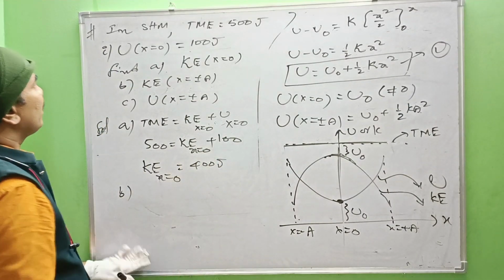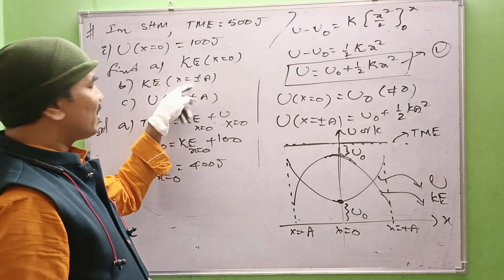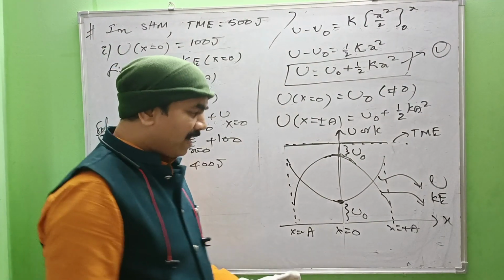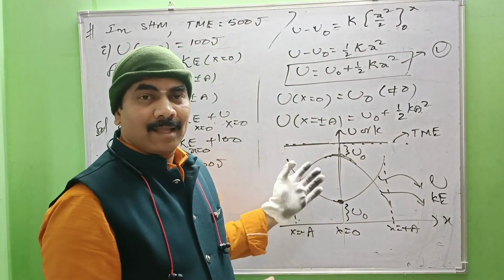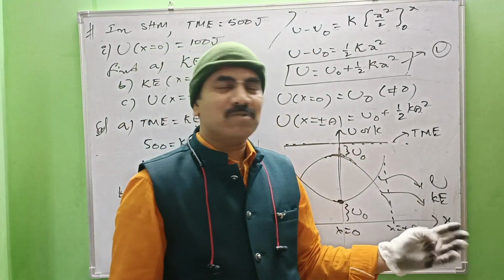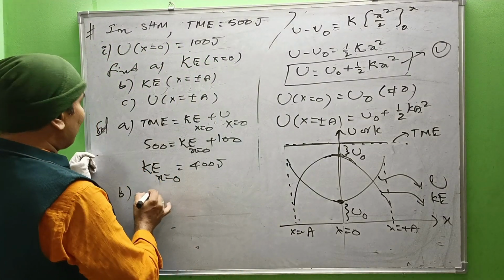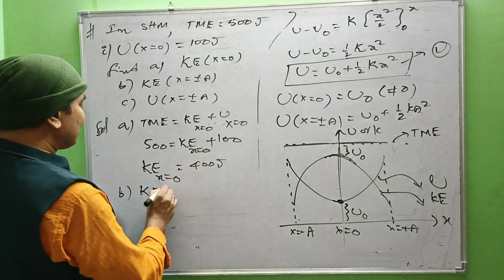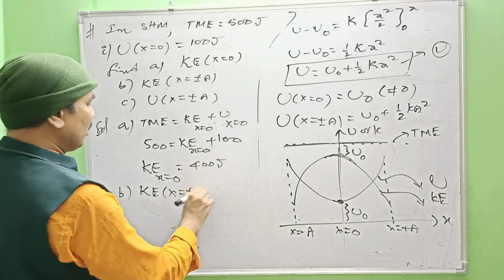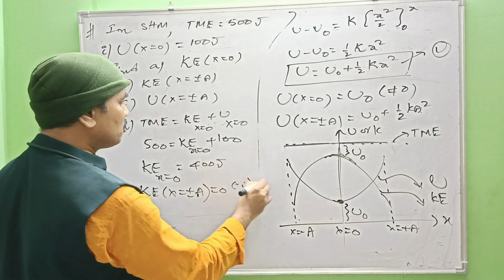Now question number B. What is kinetic energy at x equal to plus or minus a? Directly, we are very much familiar that speed at extreme positions is 0. That's why kinetic energy is definitely 0. So the direct answer: kinetic energy at x equal to plus or minus a equals 0, since speed equals 0.